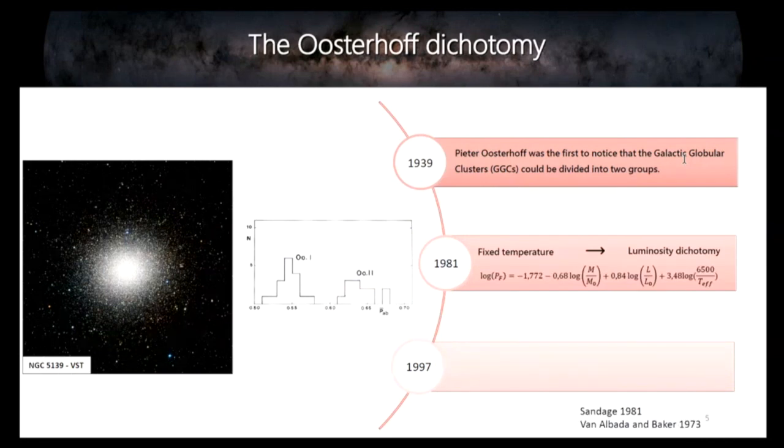In 1981, Sandage sought an explanation for the Oosterhoff dichotomy using the Van Albada and Baker relation. So basically, he fixed a temperature, assuming that we have a similar mass for each RR Lyrae, so we can lead from the dichotomy in period to a dichotomy in luminosity.